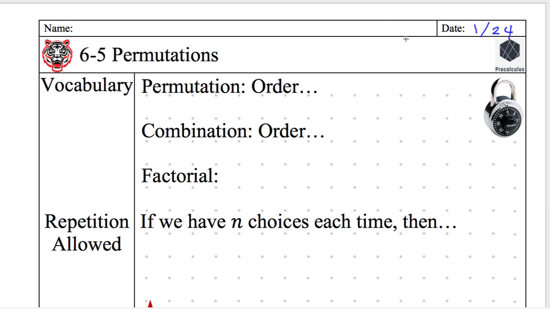Today we're talking about permutations, not combinations. Those come tomorrow, but we are going to define combinations because we need to know the difference between permutations and combinations. So, permutation: order matters. Combination: order doesn't matter.